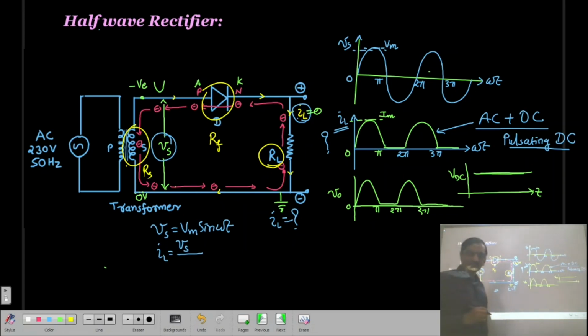So, when I am writing an expression for this load current IL, and this load current is passing through the transformer as well as through the RL as well as through the diode, therefore I have to consider all the resistances. So, Vs divided by RL plus RS plus RF. Okay. Now, what is Vs? Vm sin omega t divided by RL plus RS plus RF.